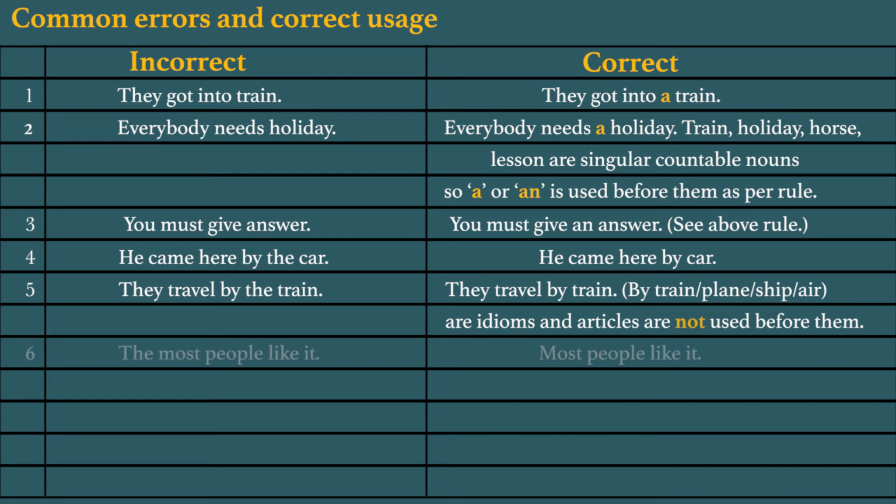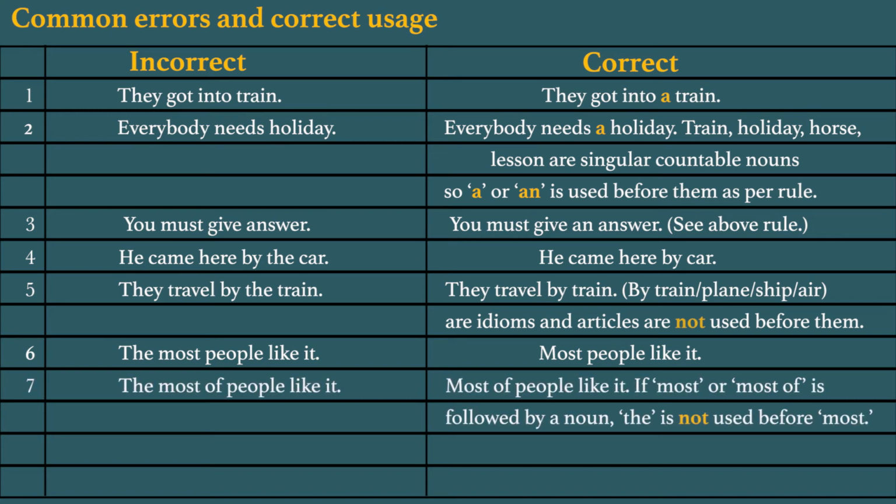Next is, the most people like it. Correct is, most people like it. Next one is, the most of people like it. Most of people like it. If most or most of is followed by a noun, the is not used before most.